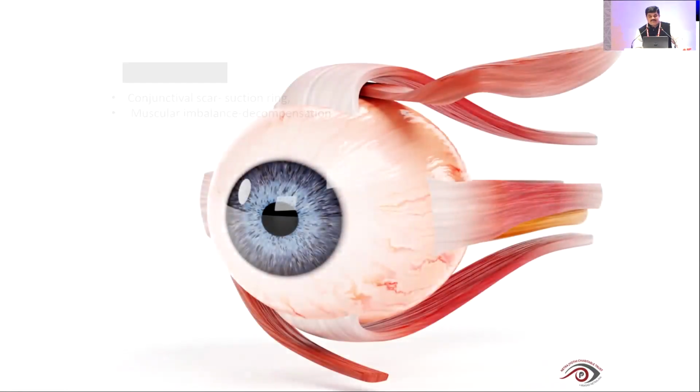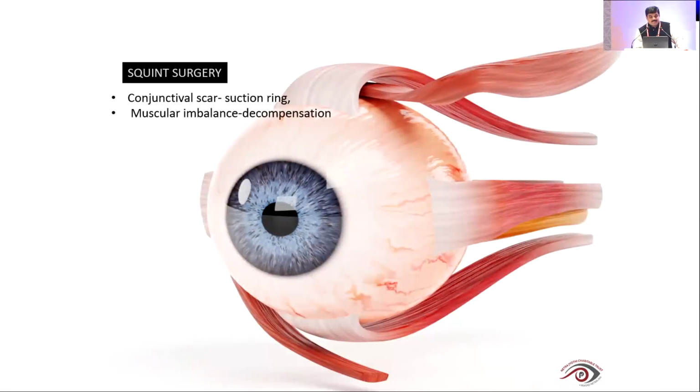You need to ask the patient whether they have already undergone squint surgery. They may have conjunctival scarring. Sometimes you may find difficulty putting a suction ring. So in fact, you need to even ask the patient whether they have undergone pterygium surgery also. Those patients also will have conjunctival scarring.